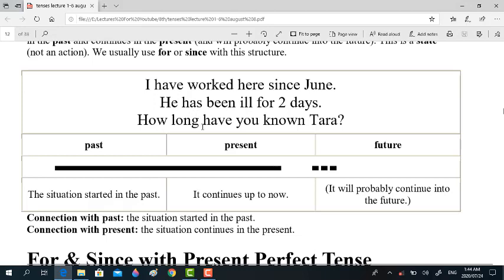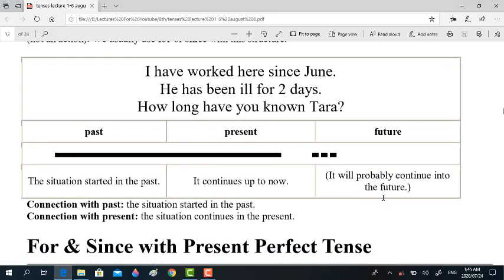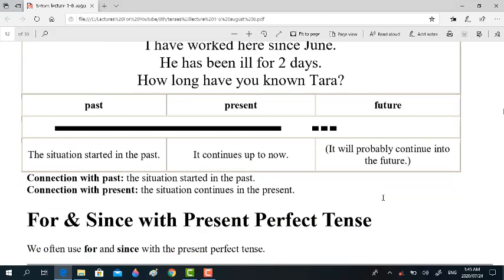How long have you known Tara? Right, the situation started in the past, it continues up to now, it will probably continue in the future, right? So, connection with the past: the situation started in the past. How does it have connection with the present? The situation continues in the present. That is why it has connection with the present.